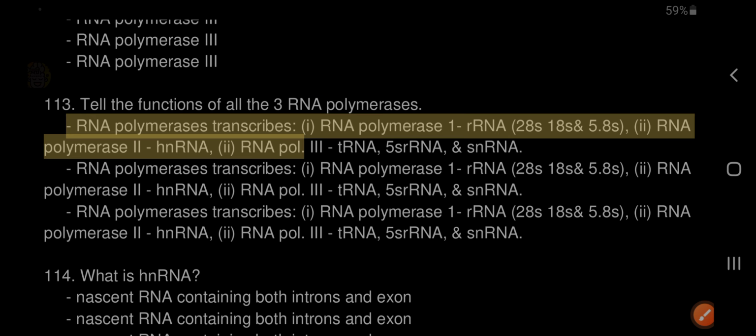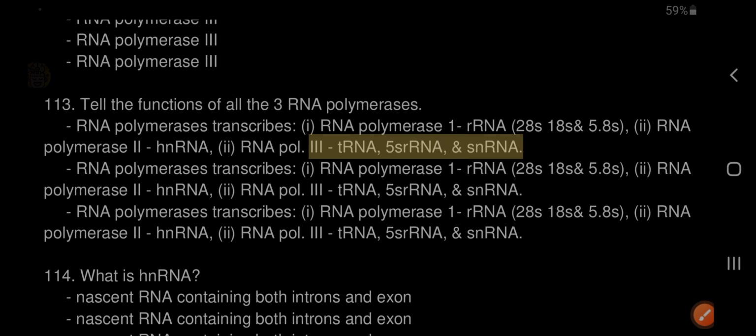113. Tell the functions of all the 3 RNA polymerases. RNA polymerase 1 transcribes rRNA: 28S, 18S and 5.8S. RNA polymerase 2 transcribes hnRNA. RNA polymerase 3 transcribes tRNA, 5S rRNA, and snRNA.